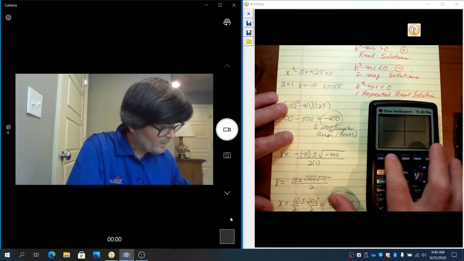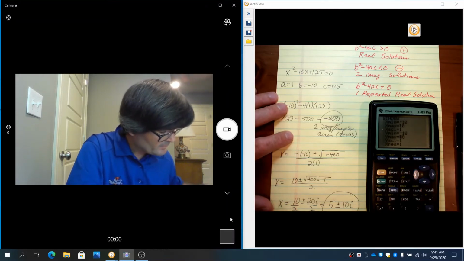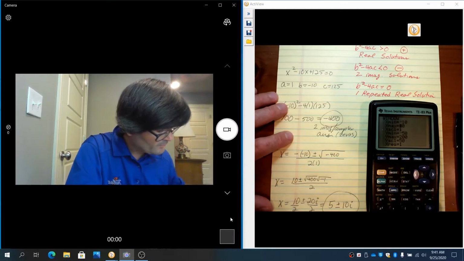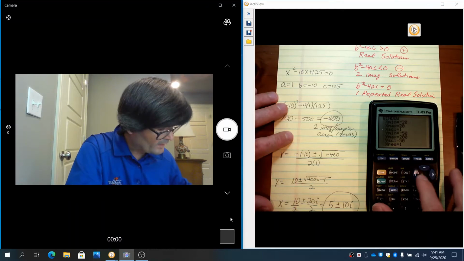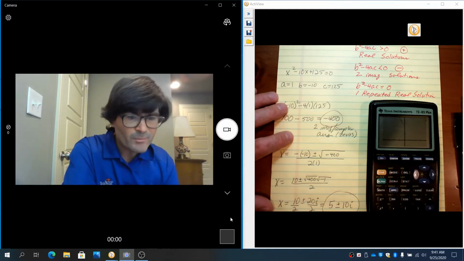So let's make this graph really large. I'll push window. Let's make y go up to, how about 200, and go down to negative 50. We'll count by 50s. And x can go out to like 20 on each side, just really widen this out. We'll count by 5s there. See what we can see.